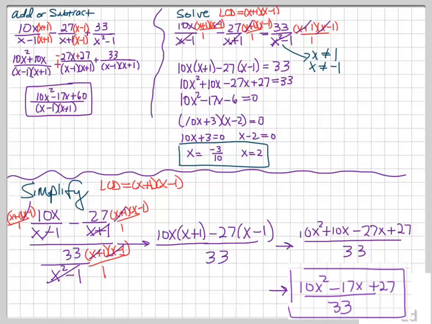The only way I would want to factor the numerator is if it had a 3 or an 11 in it as a greatest common factor, and it doesn't. So whether it factors or not, I don't need to factor it.